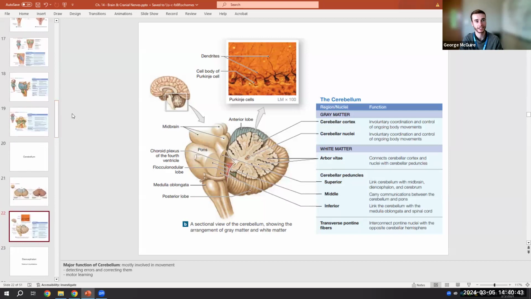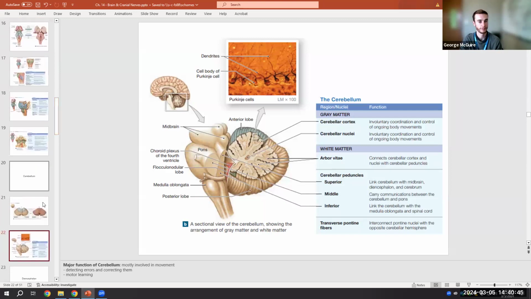So again, want to quickly check in on structures of the midbrain and the cerebellum or functions of those things. Any questions or concerns so far?